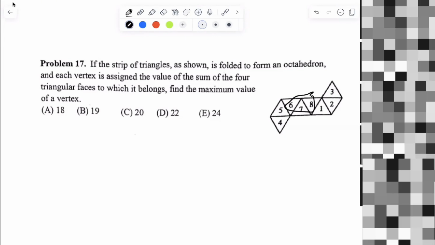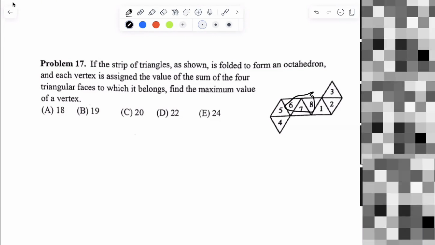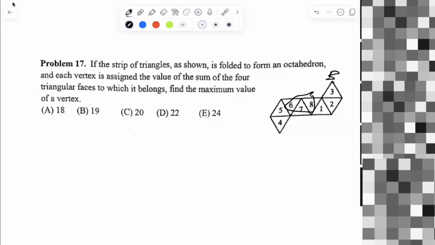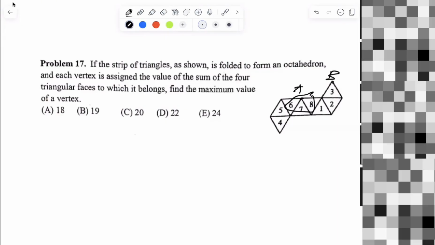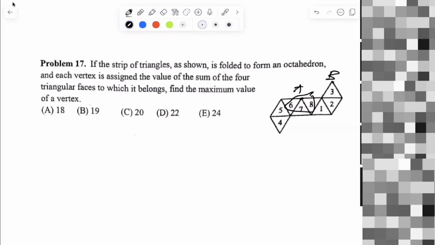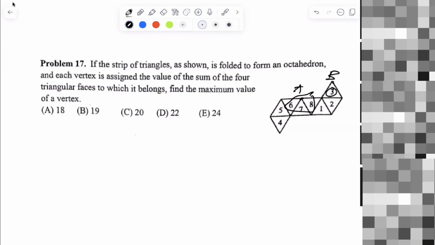Vertex B will meet vertex A when folded, right? So I'll draw B and A. B is over here, and A is over here. An important place, right? So the other face will be marked 3. This will be marked 3.